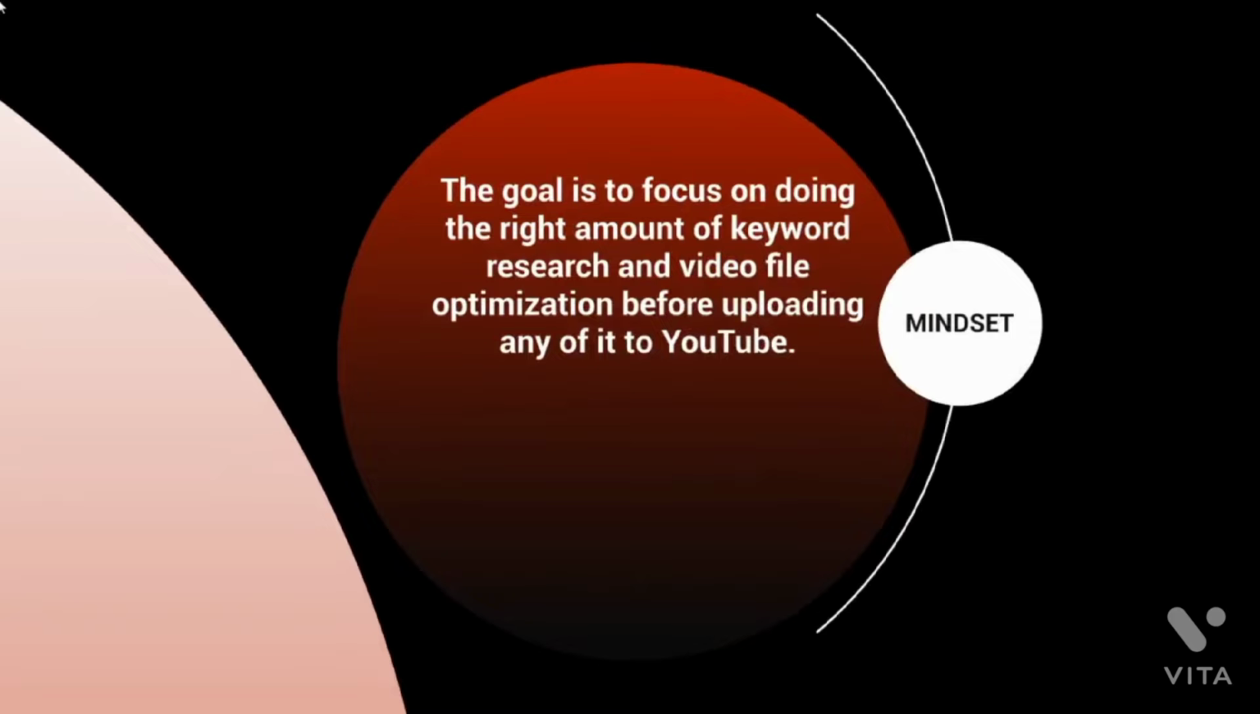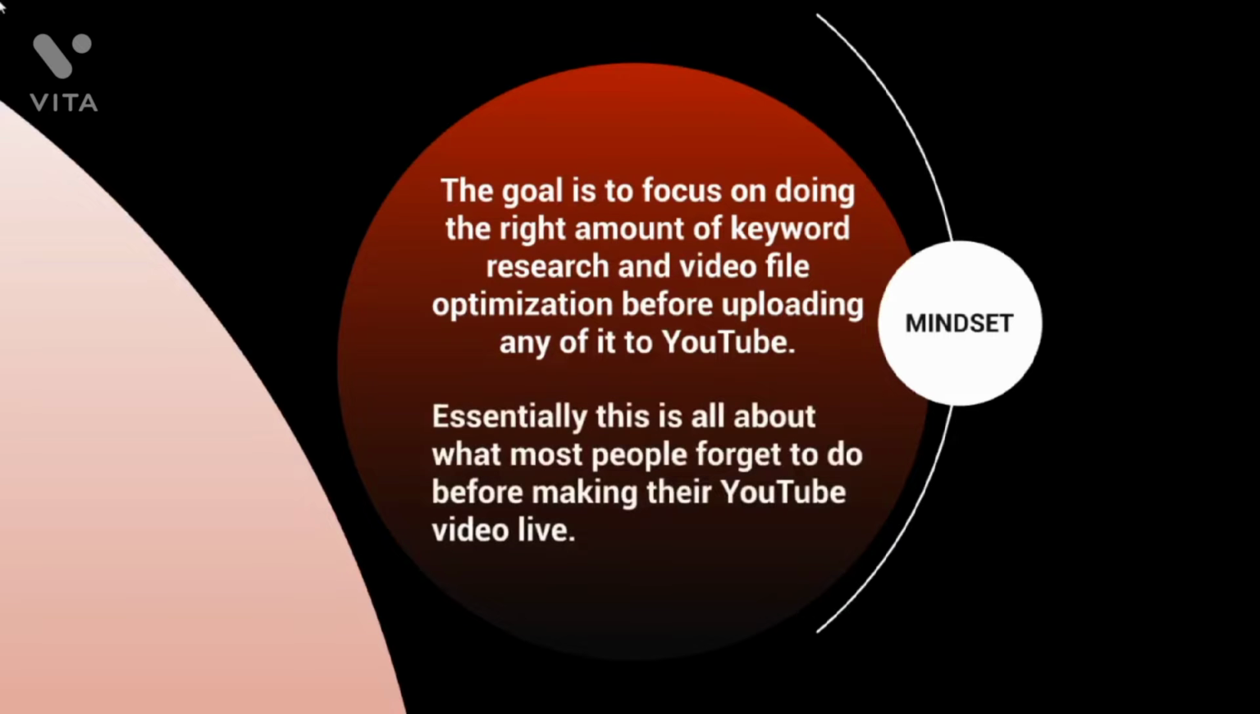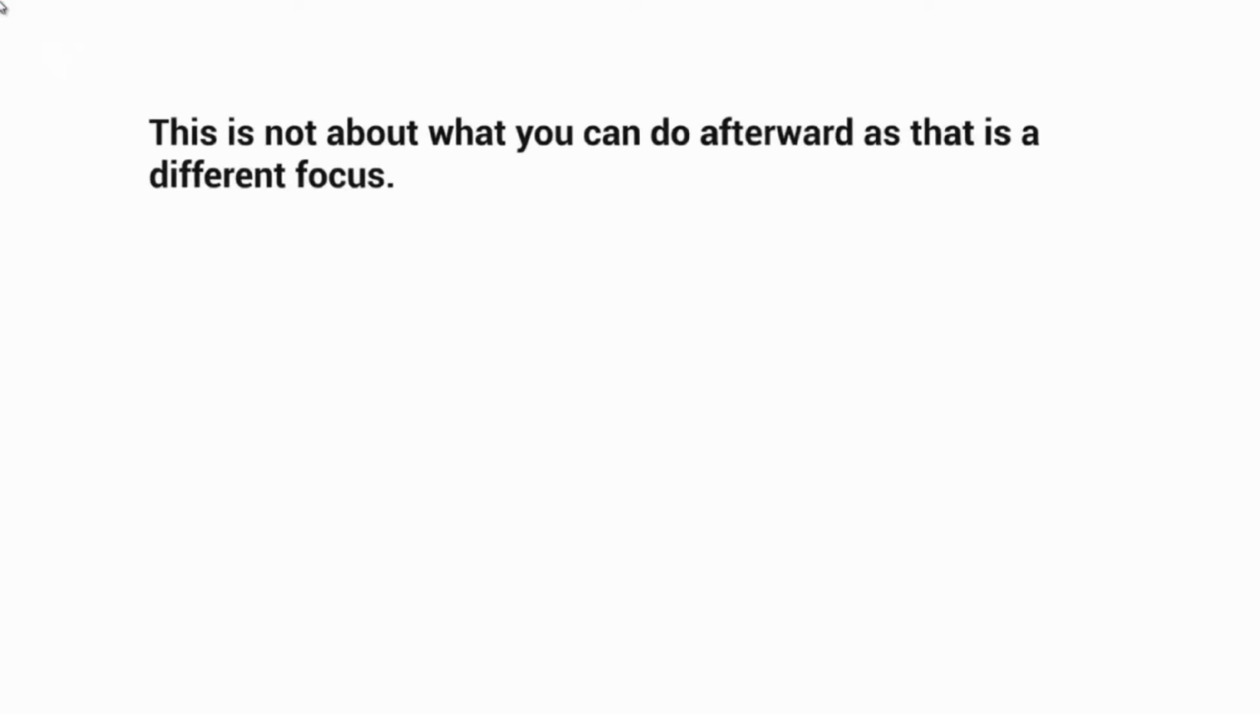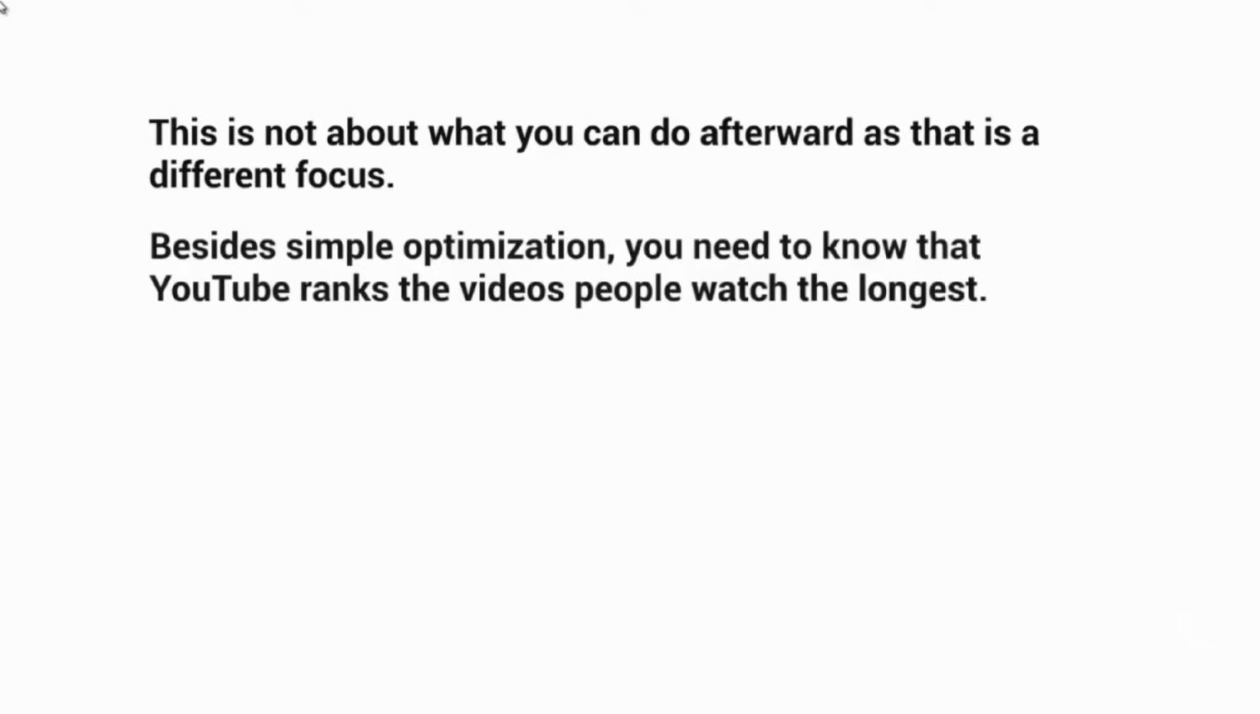So I want to first start out by saying the goal is to focus on doing the right amount of keyword research and video file automation before actually uploading any of it to YouTube. So essentially this is all about what most people forget about doing before making their YouTube video live. Because if you think about it, most people think about, okay, what do I do after I upload this video? They don't really think about what they have to do before making it live. So this is not about what you can do afterwards, as that is a totally different focus, but rather before.